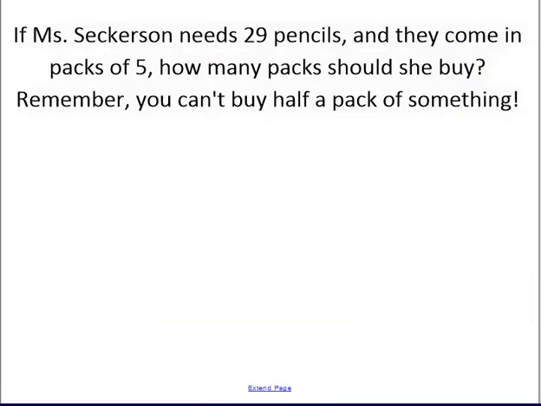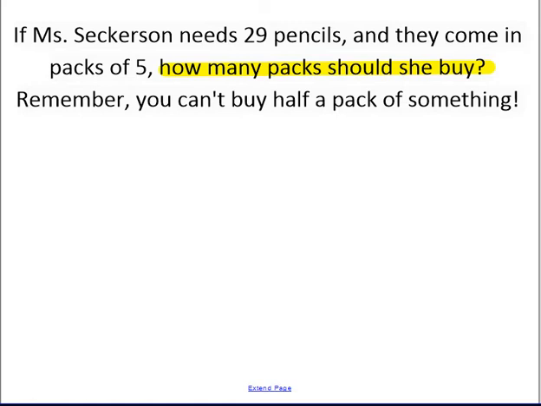Next one. If Miss Eckerson needs 29 pencils and they come in packs of 5, how many packs should she buy? Remember, you can't buy half a pack of something. So let's highlight my question. How many packs should she buy? Oops, I wanted to do that in yellow. Let's try that again. How many packs should she buy?